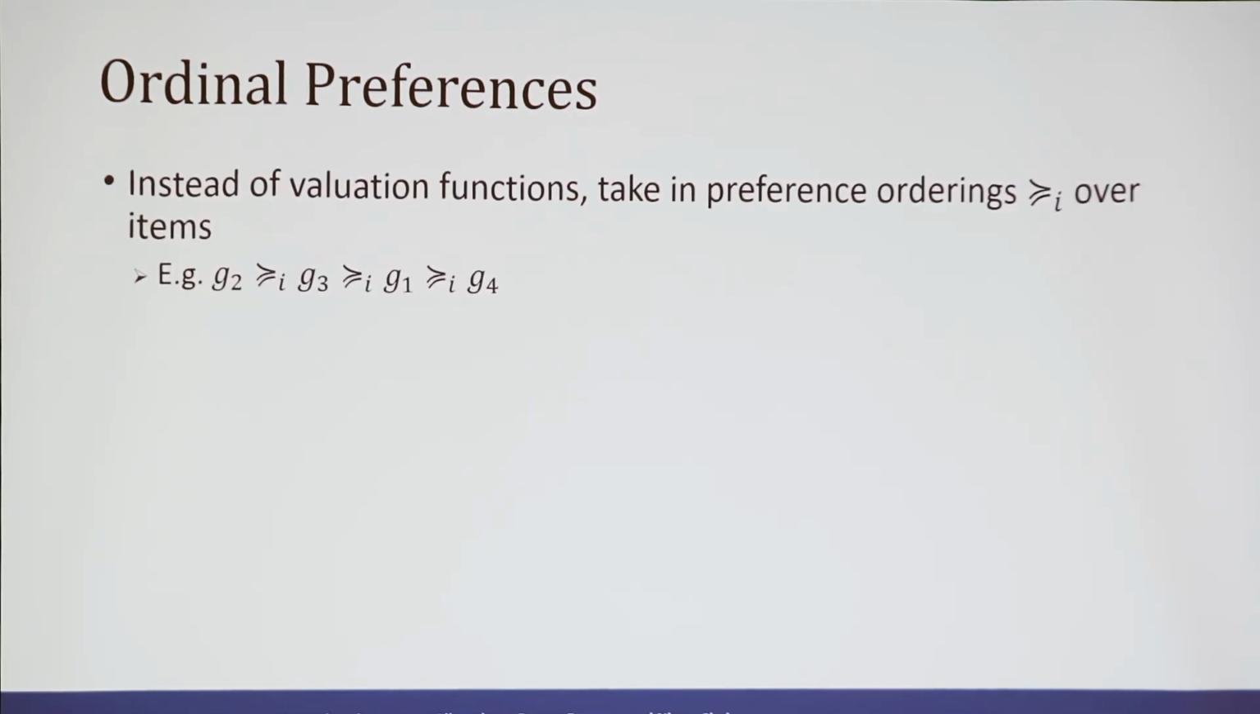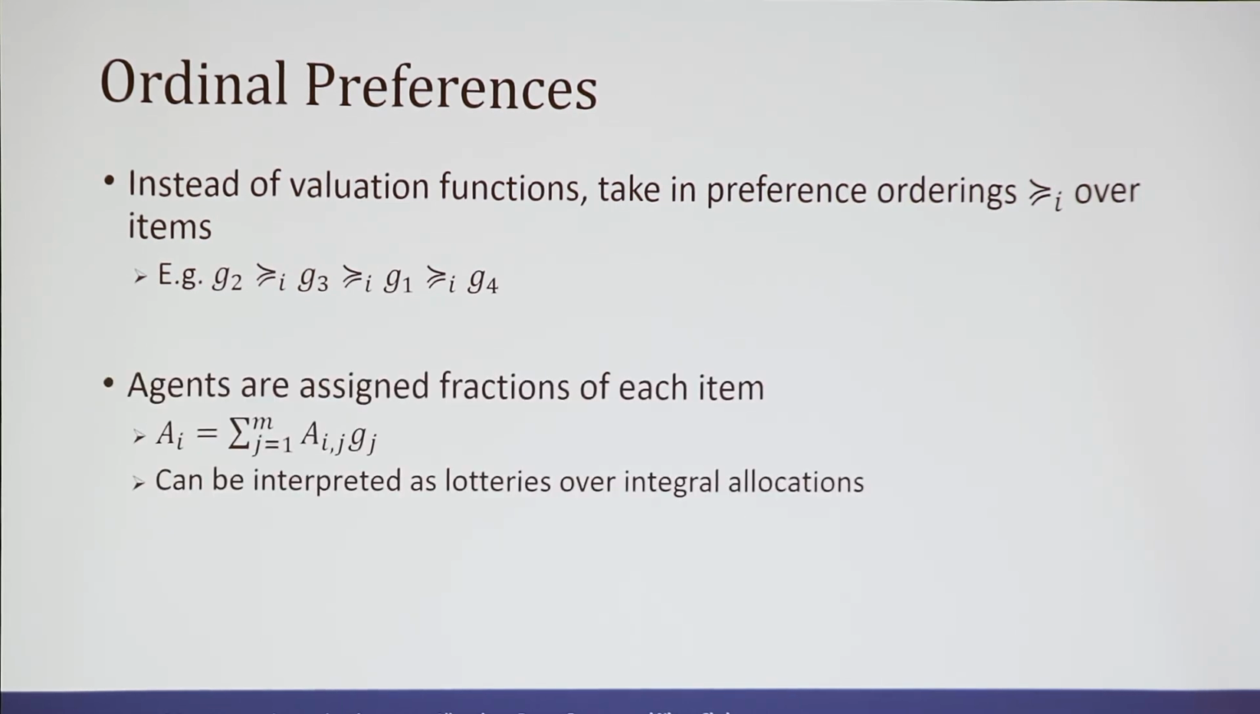So instead of valuation functions, we're going to take in these preference orderings over items. Here, for instance, agent i says that they prefer good G2 to G3 to G1 to G4. And we're going to assign agents, again, fractions of each item. So an allocation will just be a sum over Aij Gj, where Aij is the fraction of good j that agent i receives. In this setting, we tend to interpret these as lotteries over integral allocations, and that's just for traditional reasons, where these ordinal mechanisms tend to be used for things like matching problems, allocating housing or classrooms or things like that.